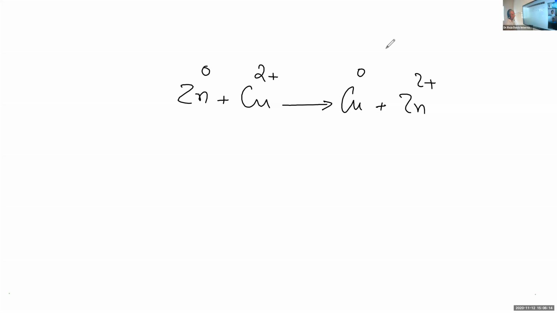Now, you think of the changes for the reactants. What happens to Zn? Zn is converted to Zn+2. Now what happens to the oxidation number of Zn? Is it increased or decreased? Alvin?